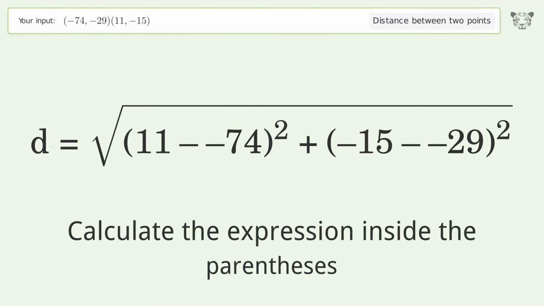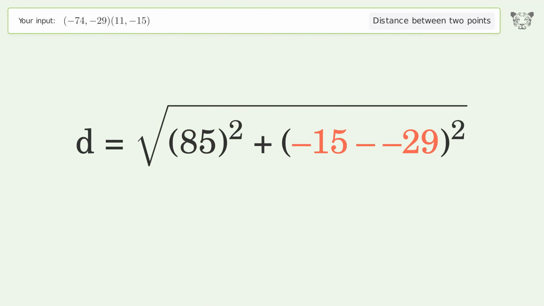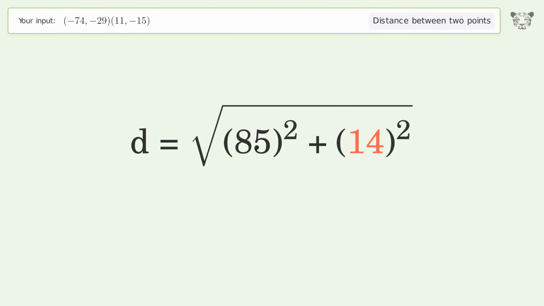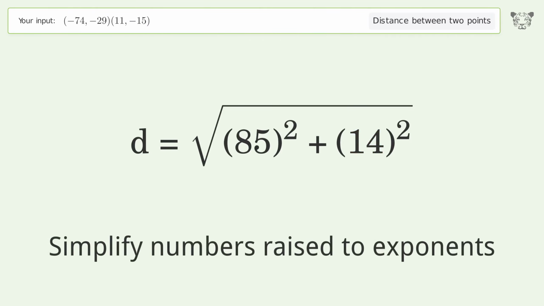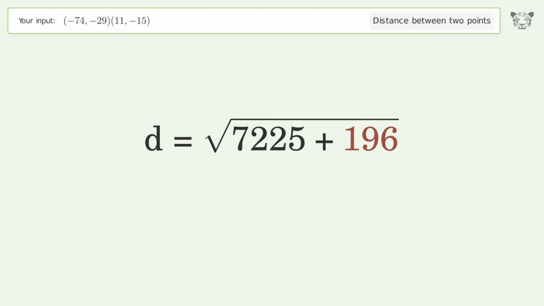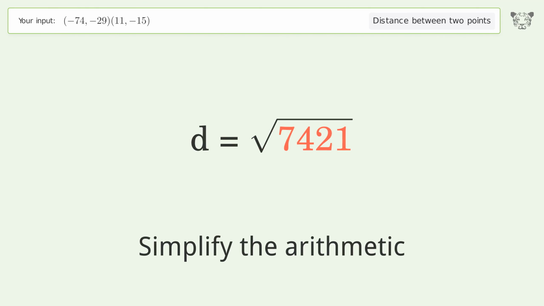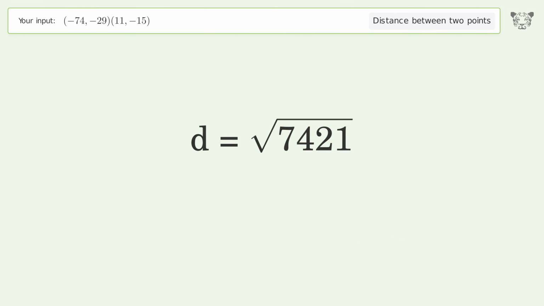Calculate the expression inside the parentheses. Simplify numbers raised to exponents. Simplify the arithmetic. And so the distance between the 2 points is the square root of 7,421, or 86.145.